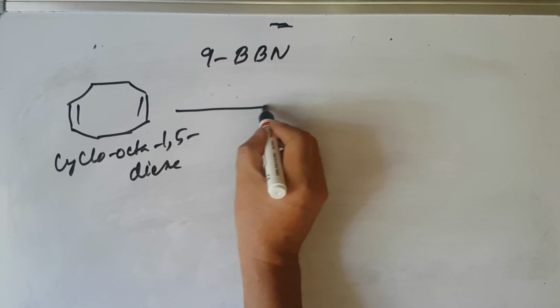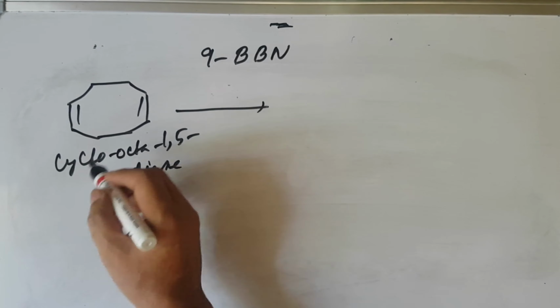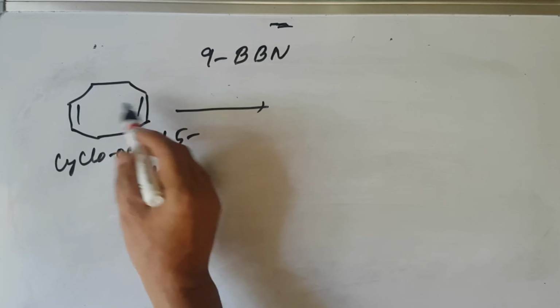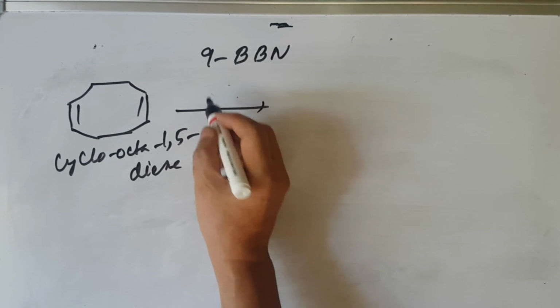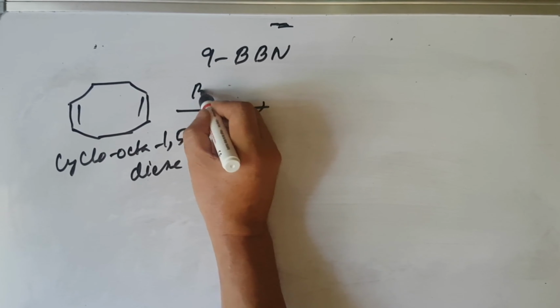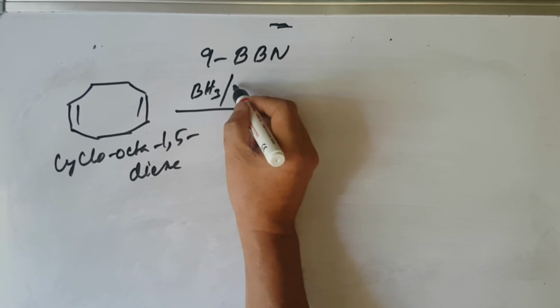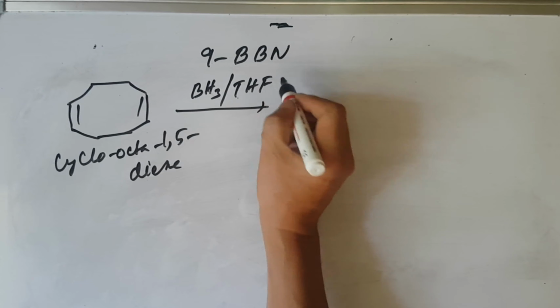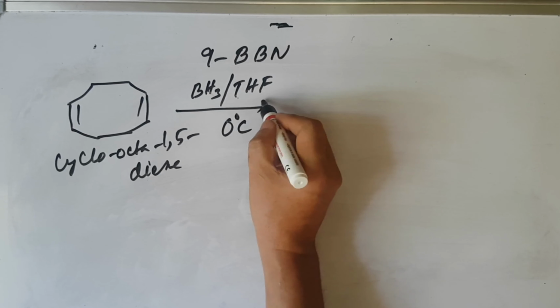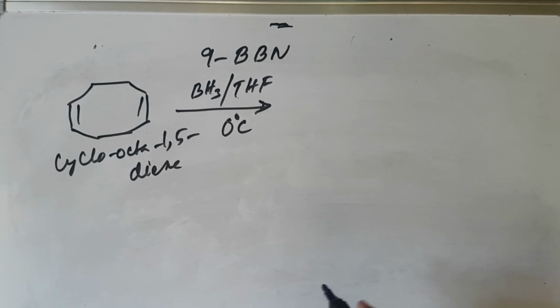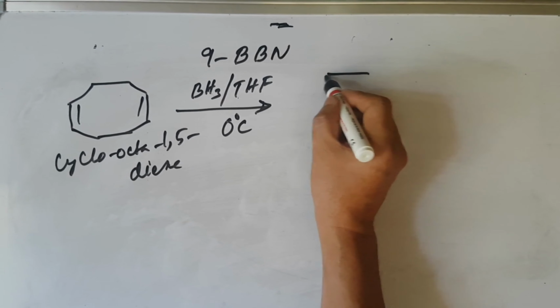9-BBN can be obtained by reacting this eight-membered ring, cyclooctadiene, with borane in THF at 0 degrees Celsius. So we get a very bright colored compound.